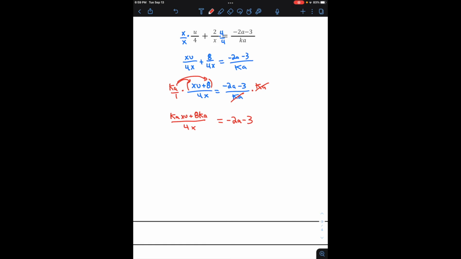Okay. Now I'd like to get rid of the denominator so that I can just start looking at combining terms and not worrying about fractions. So I'm going to go ahead and multiply both sides of the equation by 4x. It's really important that when we do this, we are multiplying 4x by the entire side. So here 4x distributes to both of these terms. So we end up with negative 8ax minus 12x equals kaxu plus 8ka. And on the left-hand side of the equation, if we're multiplying and dividing by 4x here and here, they cancel, and that's why we are able to get rid of all our denominators.